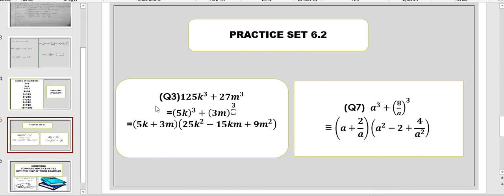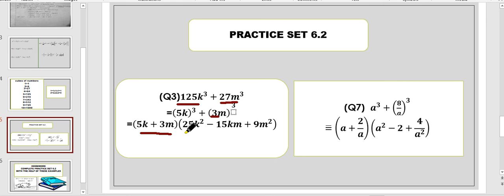Now for practice set 6.2, I'm going to solve in front of you question number 3, that is 125k cube plus 27m cube. And what about the cube of 125? This is the cube of 5. So we can write 5k the whole cube plus 3m. 27 is the cube of the number 3, right? So this is 3m cube. And in the form of the answer, how will we write? This is a plus b, 5k plus 3m.